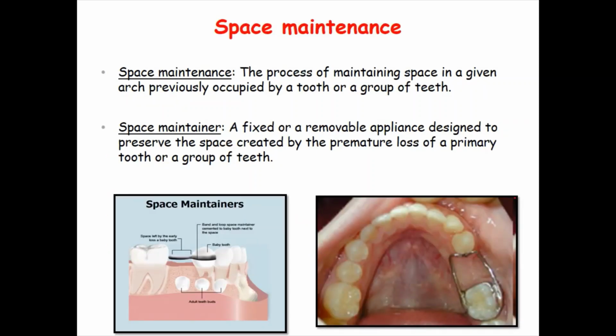So what is space maintenance? It's a process of maintaining a space in a given arch which was previously occupied by a tooth or a group of teeth. Basically we give an appliance called a space maintainer. A space maintainer is a fixed or a removable appliance which is designed to preserve the space created by the premature loss of a primary tooth or a group of teeth.